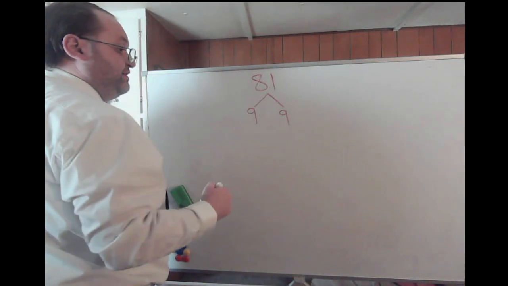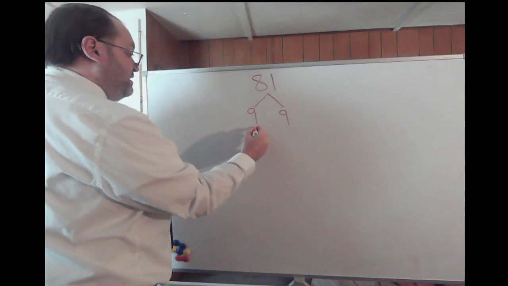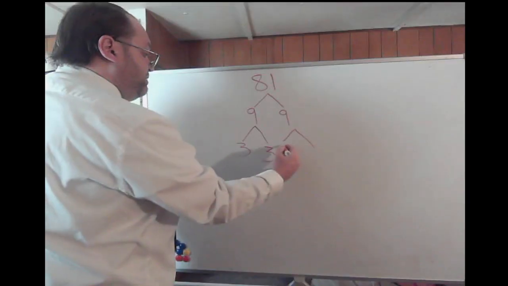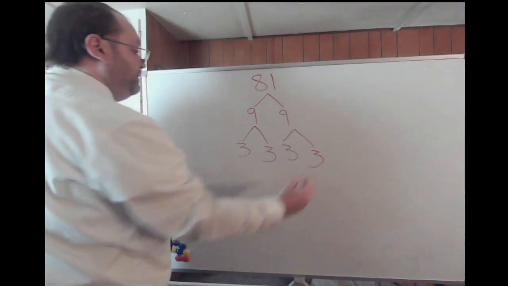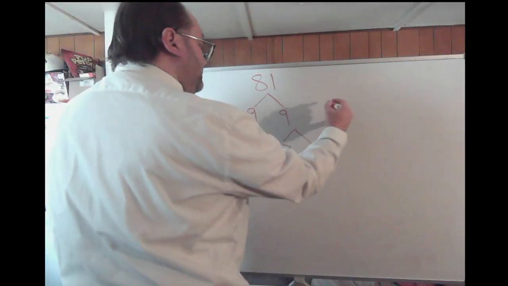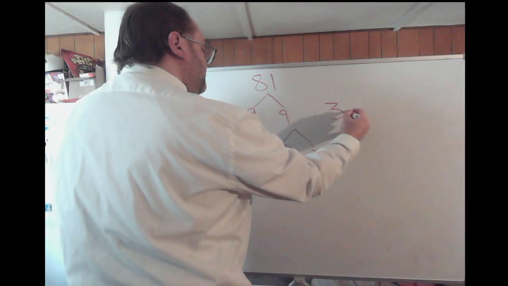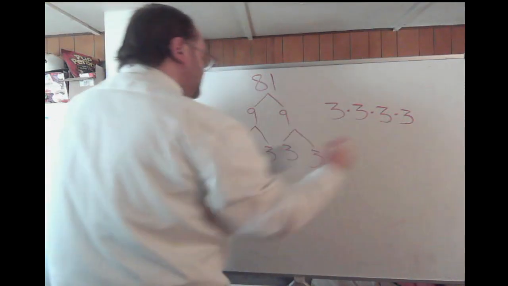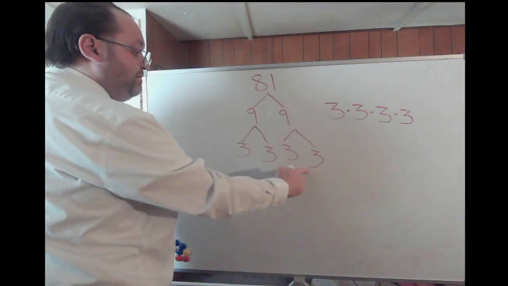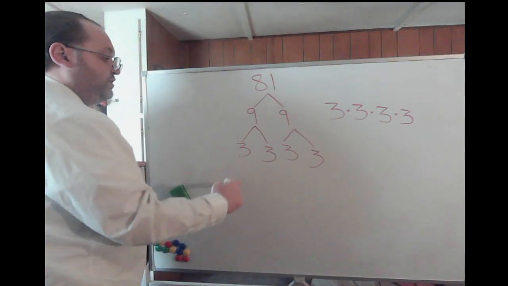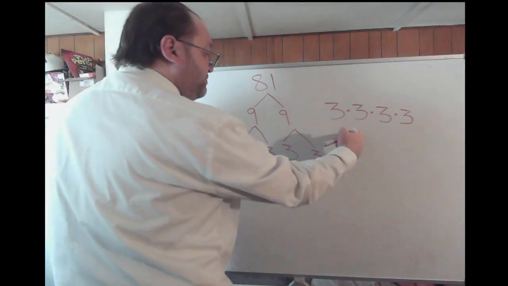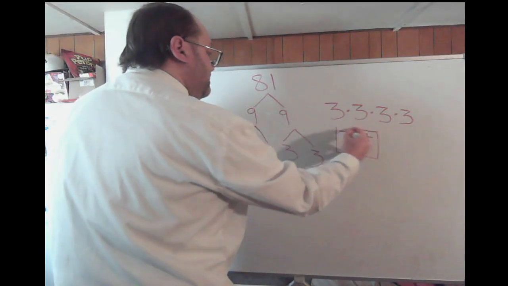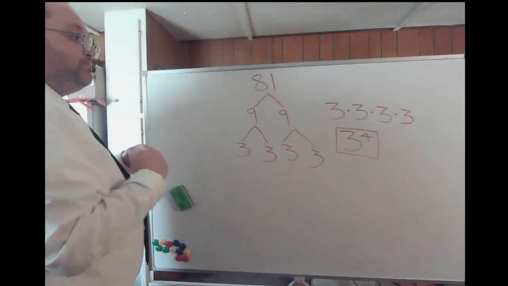Can we factor the 9's any further? We certainly can. 9 can break down into 3 times 3, and this 9 will also break into 3 times 3. So what you have here is the prime factorization of 3 times 3 times 3 times 3, because you can't factor 3 any further. Or simply you could say 3 to the 4th is the prime factorization of 81.